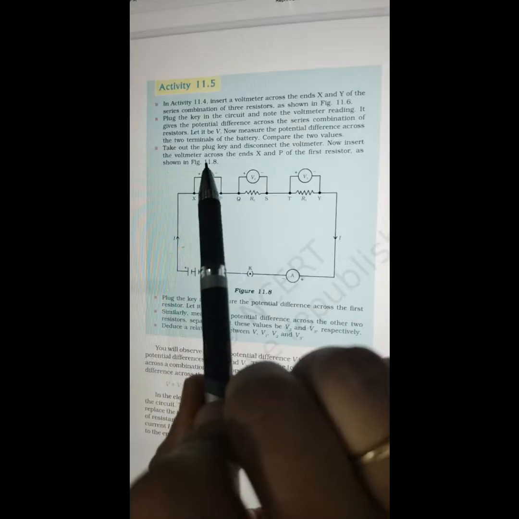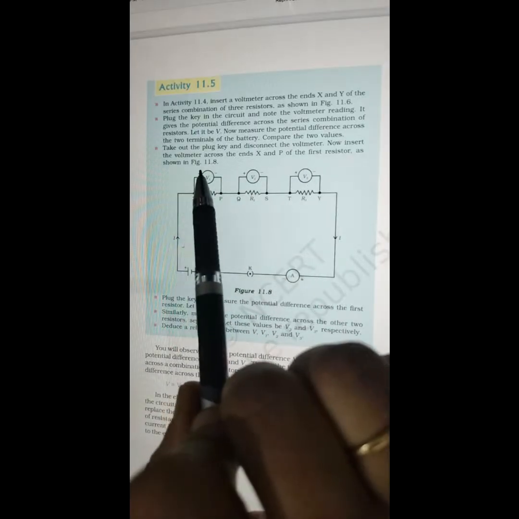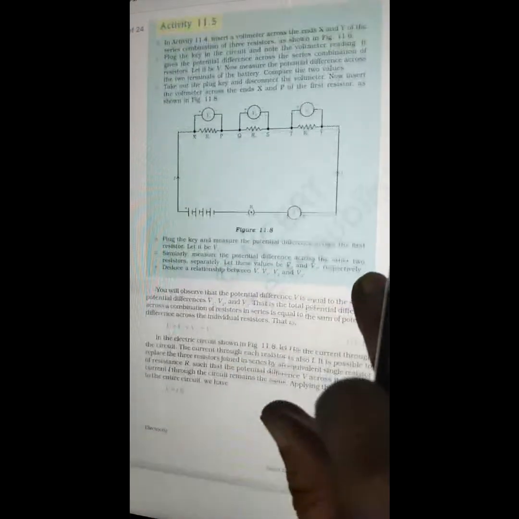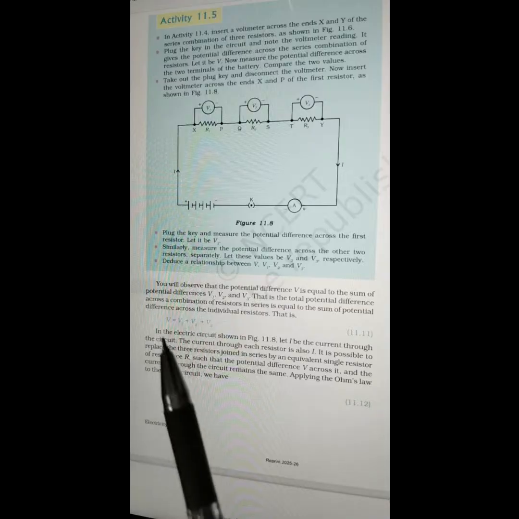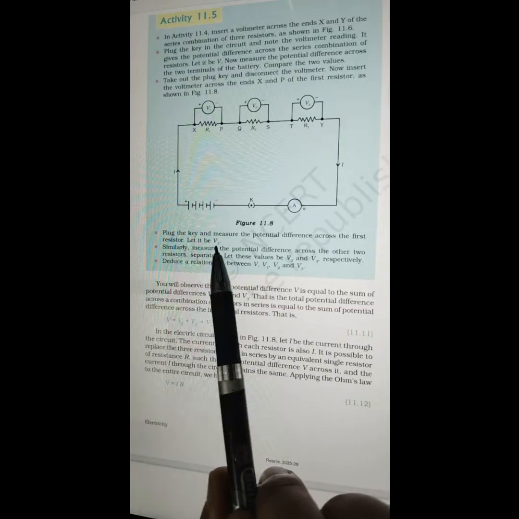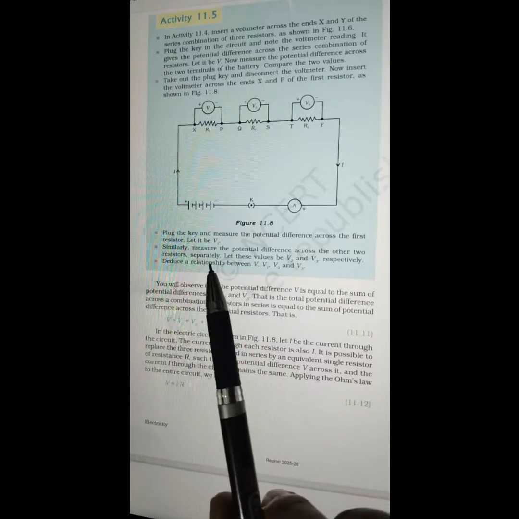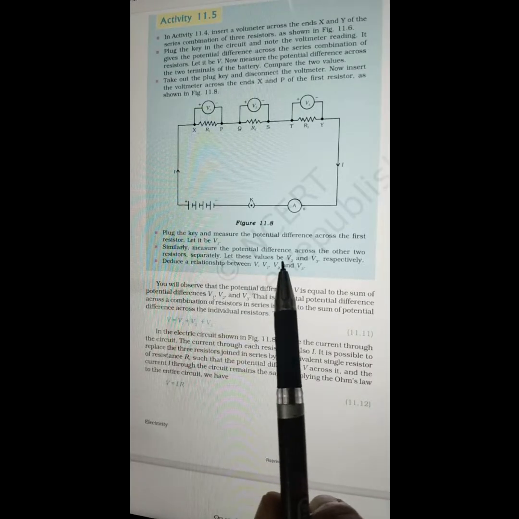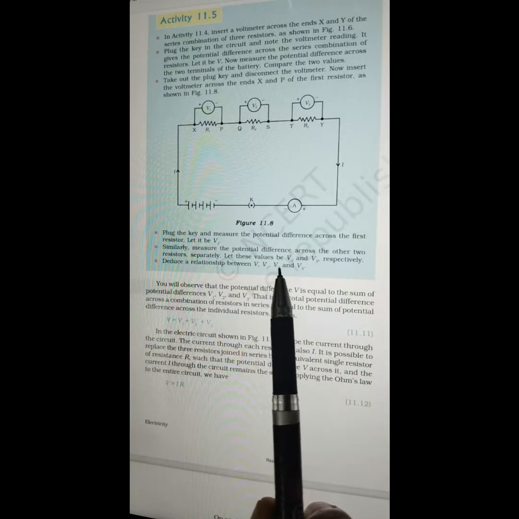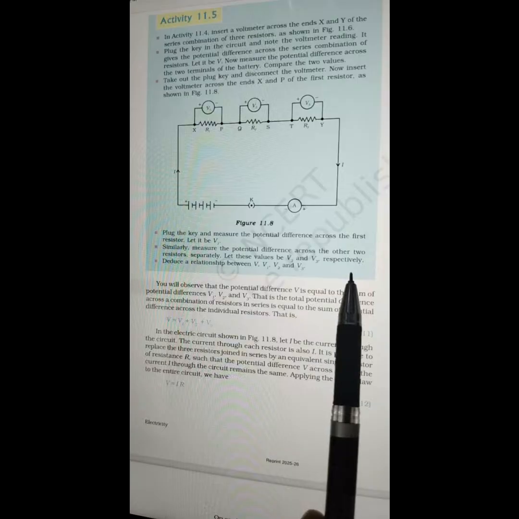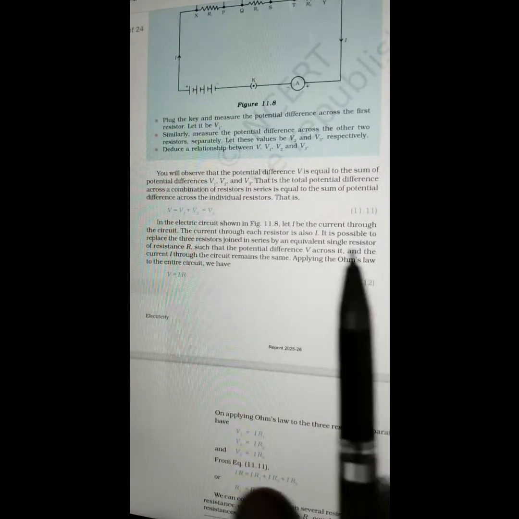Now insert the voltmeter across the ends X and P of the first resistor as shown in figure 11.8. So every time whenever they are referring to, you should practice drawing this. Plug the key and measure the potential difference across the first resistor, let it be V1. Similarly, measure the potential difference across the other two resistors separately. Let these values be V2 and V3 respectively. Deduce a relationship between V, V1, V2 and V3.